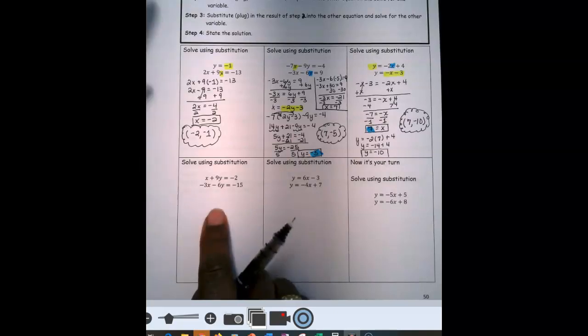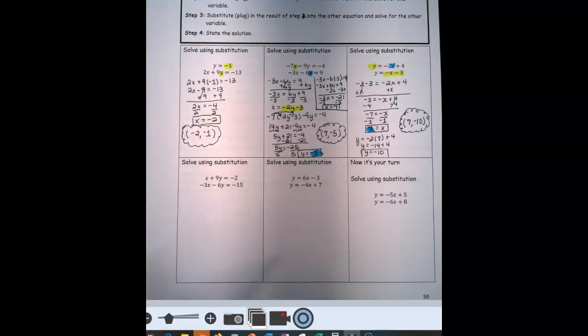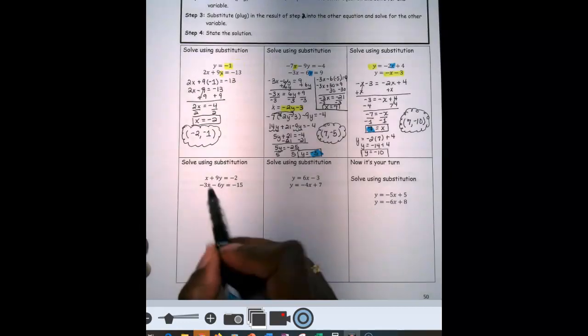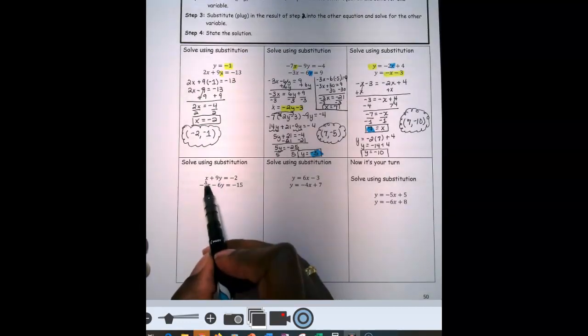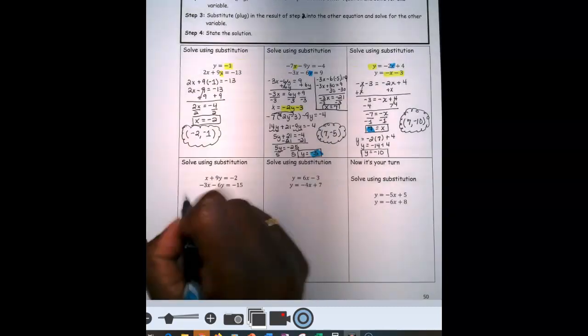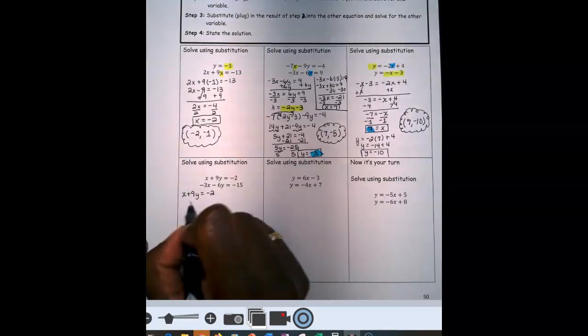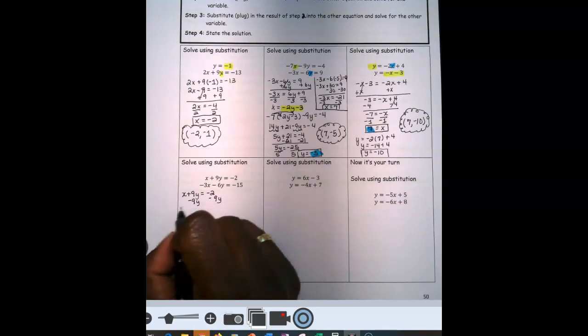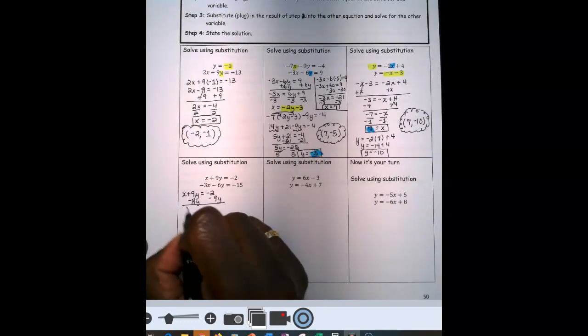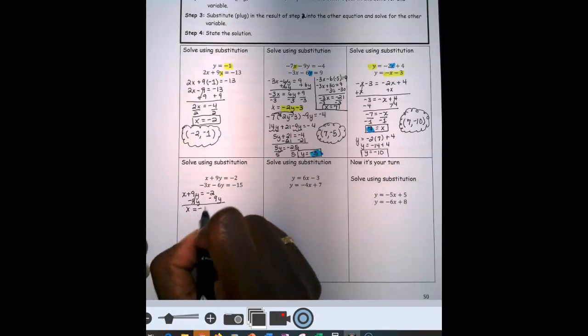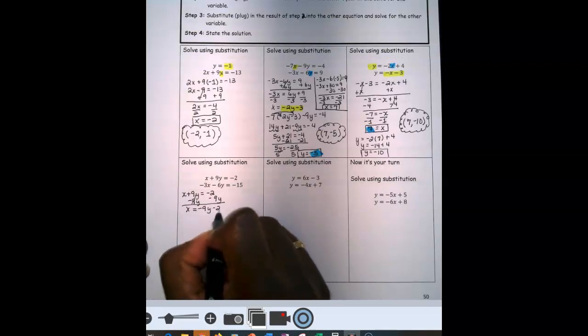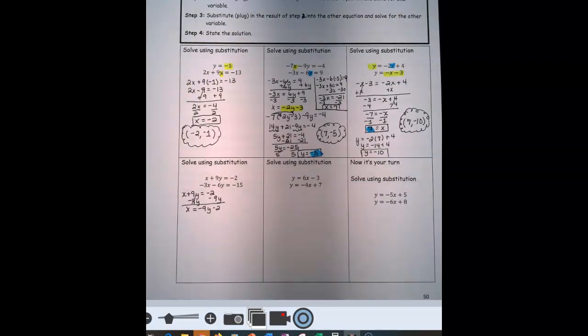And remember, our first step is to solve or isolate a variable. Now, if you notice here, this one would be pretty easy to get x alone. So let's just do that one. So we're going to do x plus 9y is equal to negative 2. So I'm going to subtract 9y from both sides of the equation. And that leaves me with x is equal to negative 9y minus 2. So x is already alone.